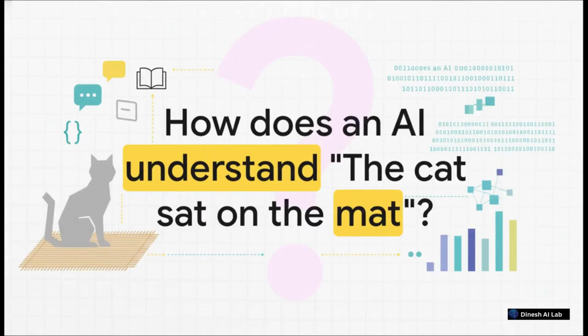So let's start with a really simple sentence. The cat sat on the mat. To you and me, the meaning is crystal clear. But for an AI, this is a puzzle. It's a puzzle that has to be solved by translating our world of language into its world of numbers. And we're going to follow this exact sentence on that journey.